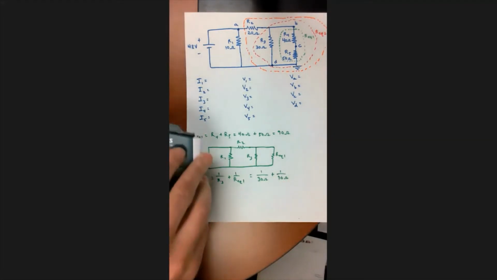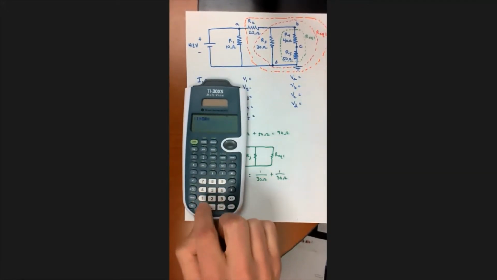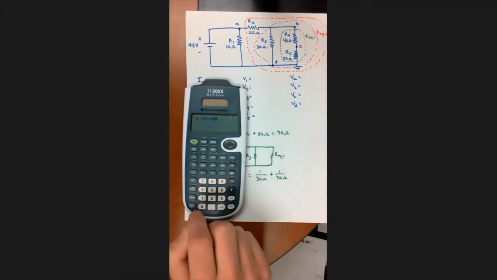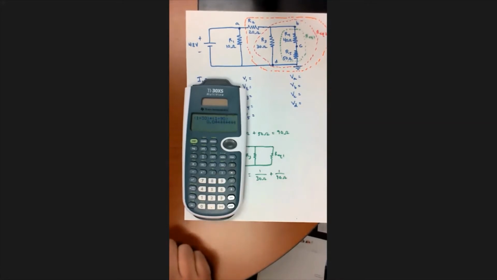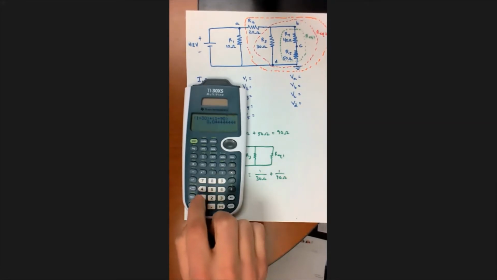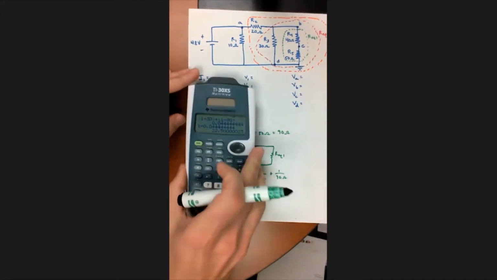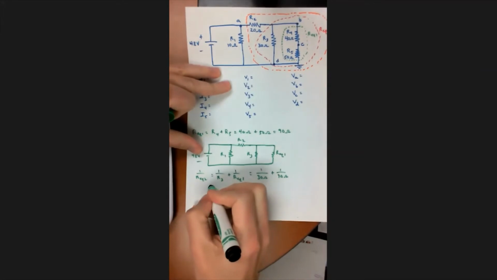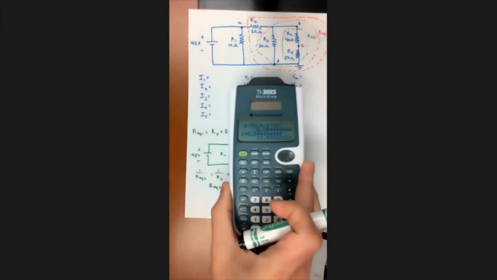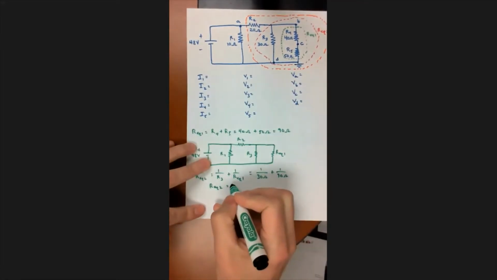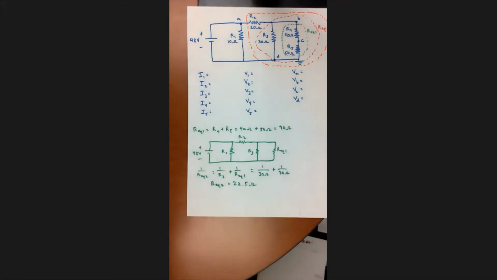This I'm going to need my calculator for. So I'm going to take parentheses 1 divided by 30, close parentheses, plus parentheses 1 divided by 90, close parentheses. That's my answer for that. And then I take the inverse of both sides. So I take 1 divided by that. And I get R equivalent 2 is equal to 22.5 ohms. Very good. All right, I'm well on my way.